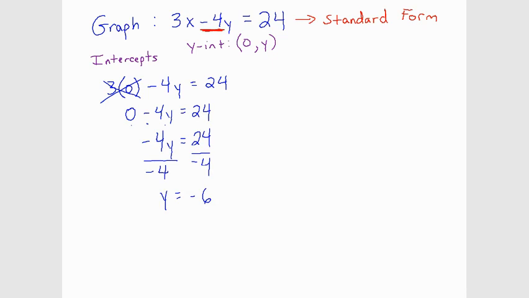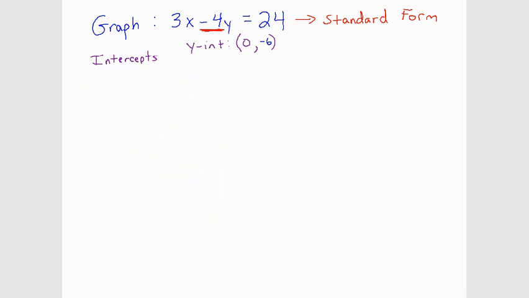So this was negative 6. And let me go ahead and tidy this up really quickly so we can solve for our x-intercept. Okay, x-intercept. Well, we haven't really discussed x-intercept yet, but we can use the same thought process. X-intercept means it's intersecting the x-axis. So that means our y value will be 0 this time. So x, comma, 0.